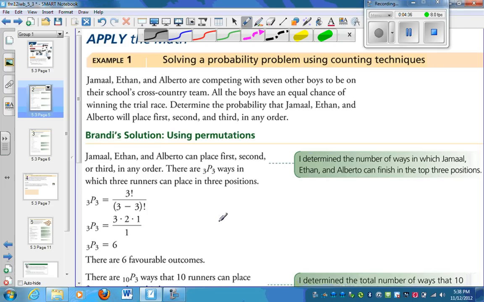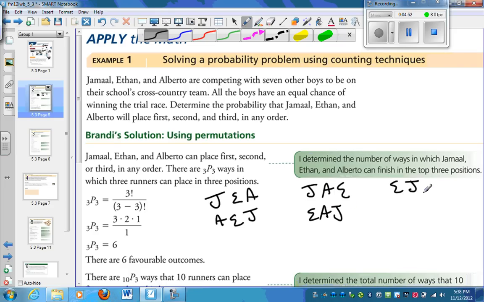Okay, so there's 6 different ways. So that means we can have Jamal, Ethan, then Alberta. We can, rather, A-E-J. We can have J-A-E, E-A-J. We can have E-J-A, and A-J-E. All those different ways that they can arrange.